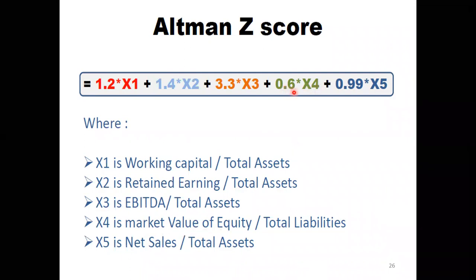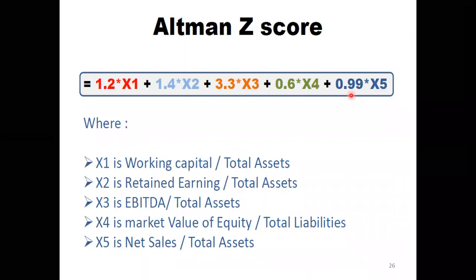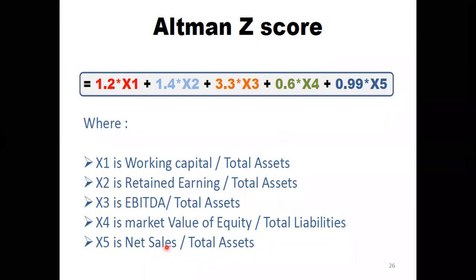0.6 times X4, market value of equity over total liabilities, and finally 0.99, sometimes taken as 1, times X5, net sales over total assets. Net sales over total assets, right? So this is the formula.